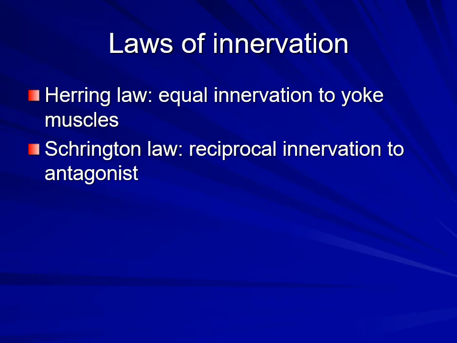Here we have two laws for innervation of the extraocular muscles according to this model. The first is Hering's law, which states that there is an equal innervation to the yoke muscles. This helps to move both eyes in the same direction and by the same amount of movement. The other law is Sherrington's law, which states that there is a reciprocal innervation to the antagonist muscle to prevent what we call a cogwheel movement of the eye.